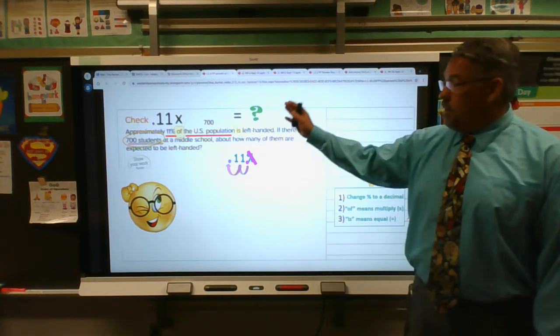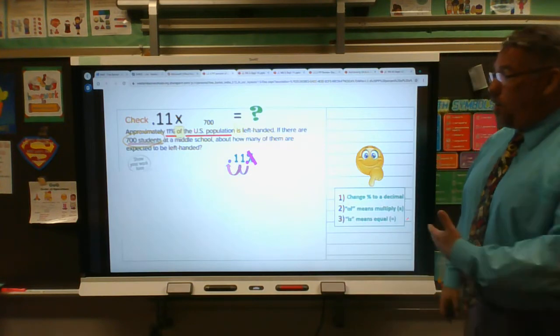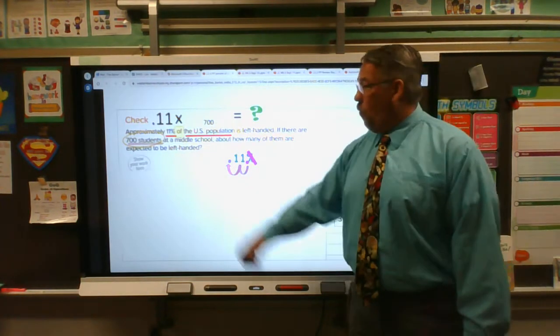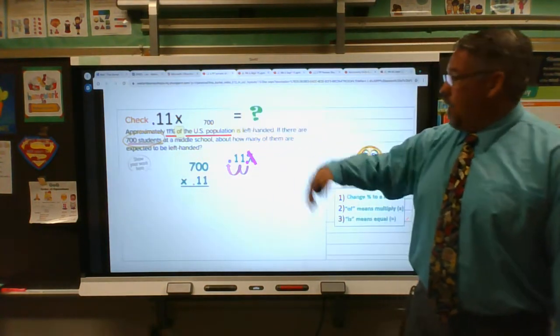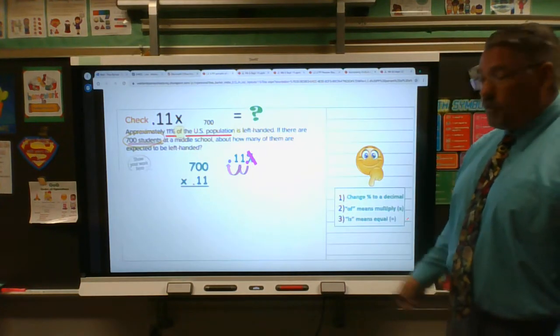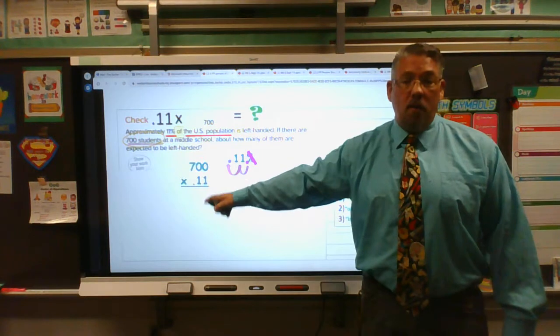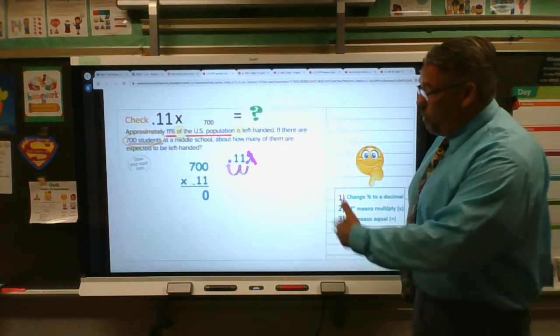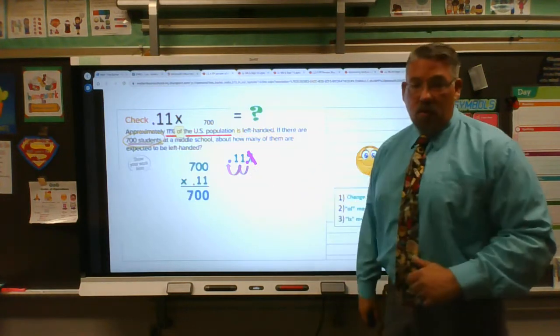We know that when we get done, we'll have students that are left-handed. So when I write out my problem then, I know that I have 0.11, and I have times 700. I put my bigger number, my 700, on top. Then I multiply by my ones. I always, once again, start in my bottom right. So 1 times 0 is 0, 1 times 0 is 0, 1 times 7 is 7.